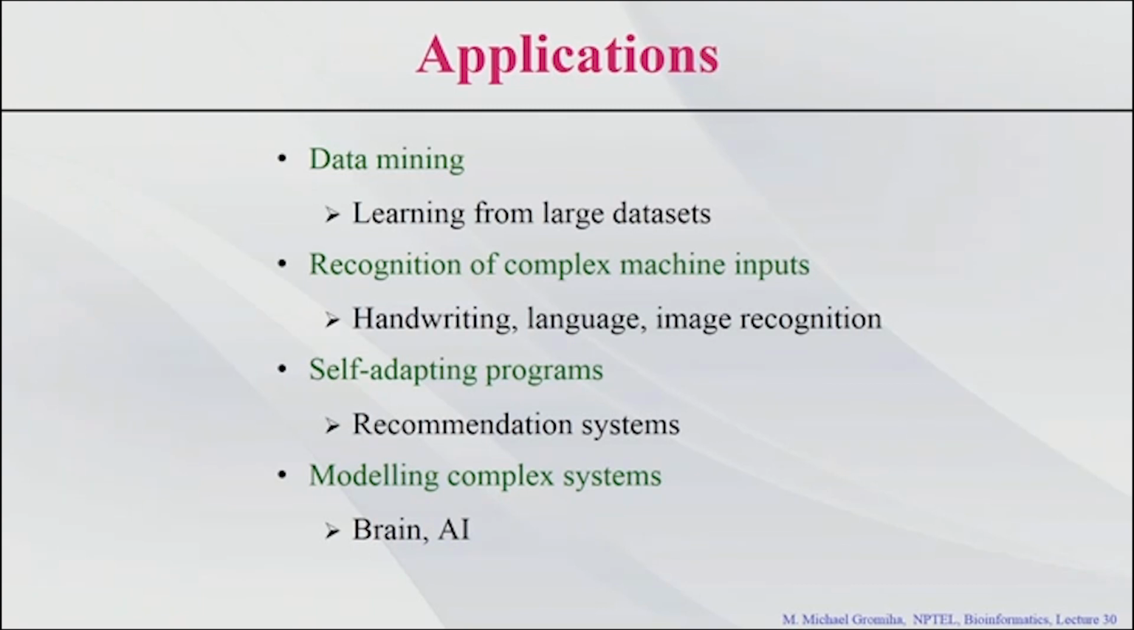For example, there is the recognition of complex machine inputs like handwriting, language and image recognition, right. You can read these images and then correctly tell what they mean, in different handwriting and languages. Then there are self-adapting programs like recommendation systems, as well as modeling complex systems, for example the brain. You can see the several neurons, right. You can use artificial intelligence to model these complex systems using different machine learning techniques.